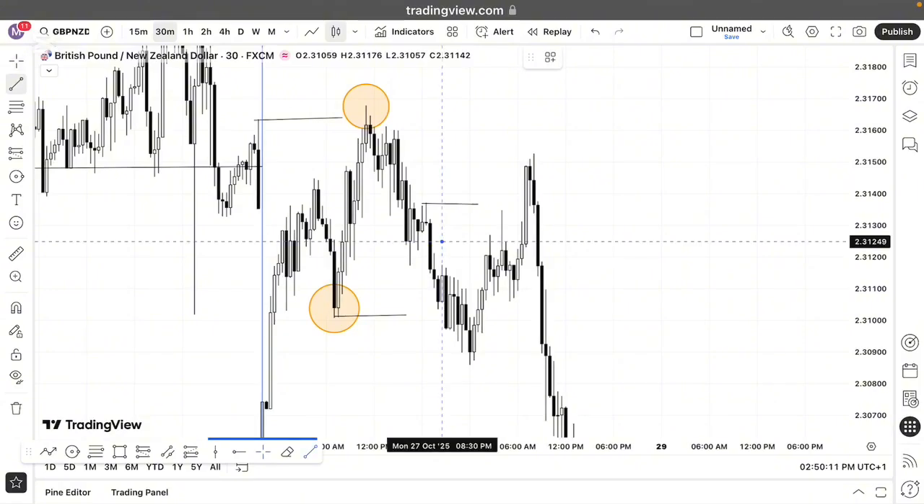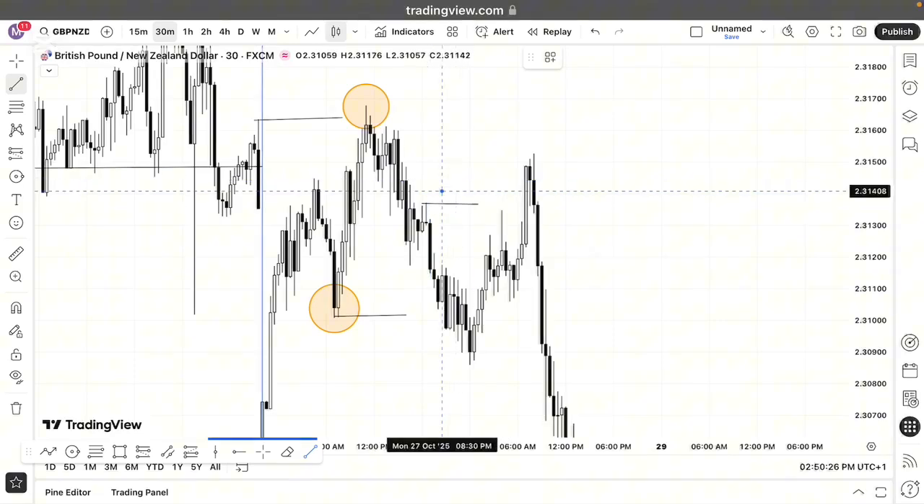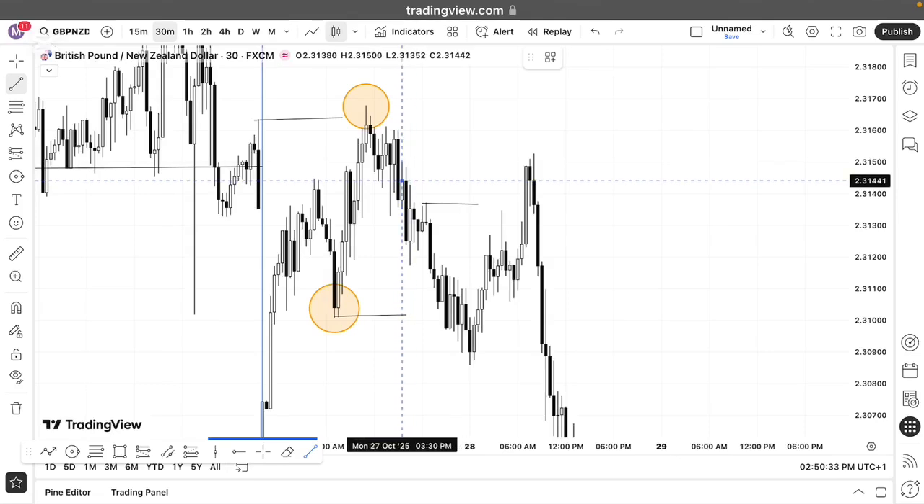My rule on my entry is always the key level before the inducement. Immediately you spot your inducement, the key level you're going to see before the inducement is always my entry. So which one now? This one is taken already. So I chose this one, I pick this one as my first entry.